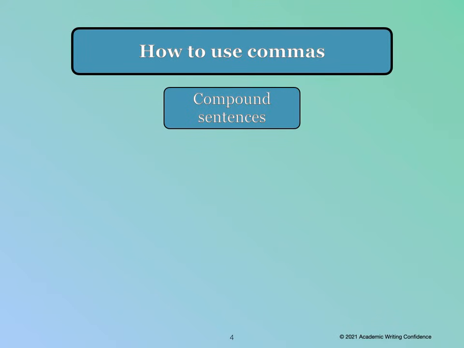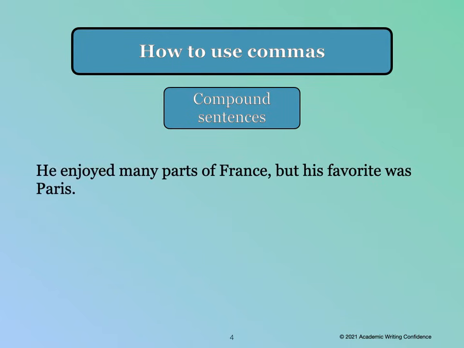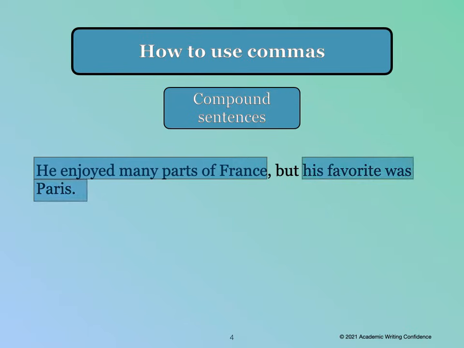Another place that we use a comma is when we write compound sentences. Now, in this example, he enjoyed many parts of France, but his favorite was Paris. Here we have 2 simple sentences. The first sentence is, he enjoyed many parts of France. And the second sentence is, his favorite was Paris.